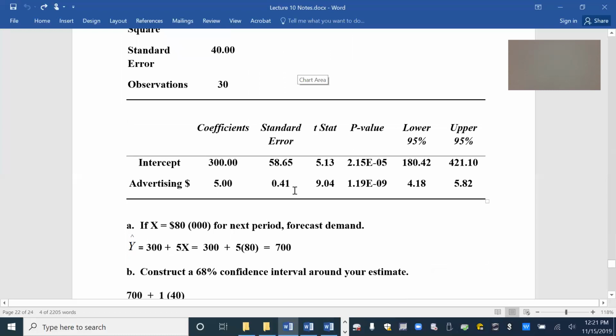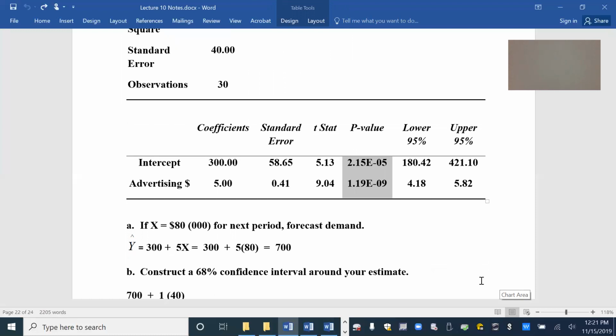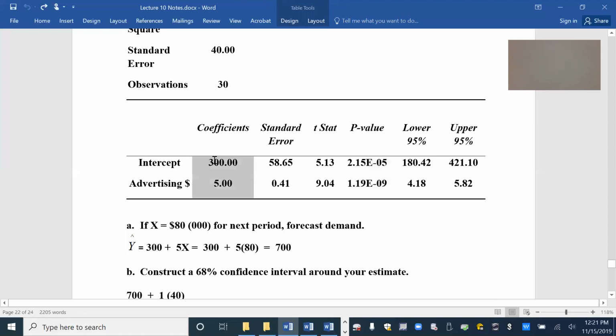Step 1, what do I do? Check out the p-values. The p-values are the chance that these variables are not significant. The chance that these variables don't significantly predict sales. Both of those are exceedingly small, way below 0.05. It means what? Our regression equation is good to go.